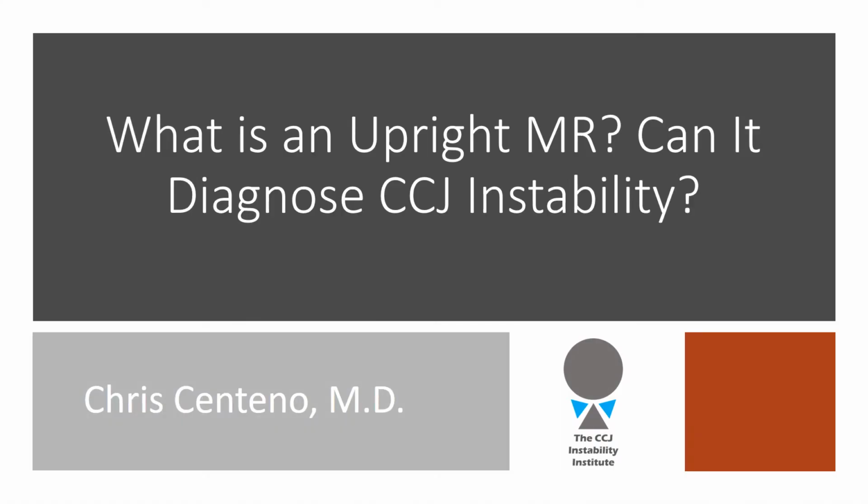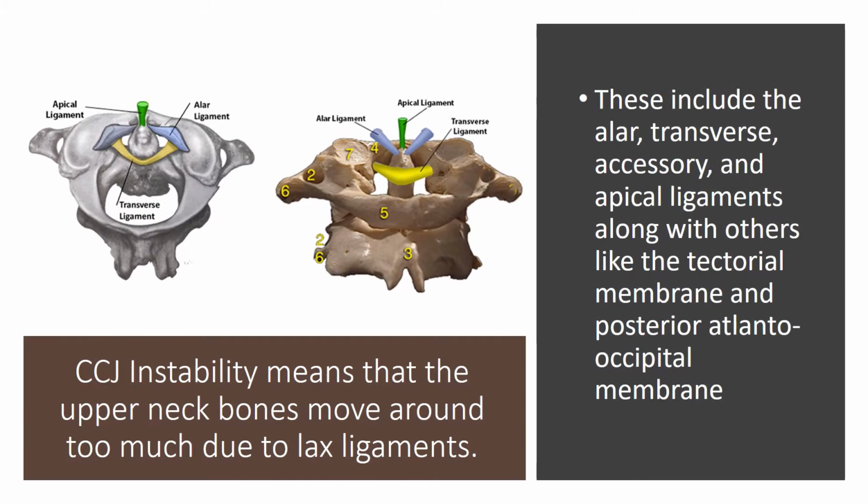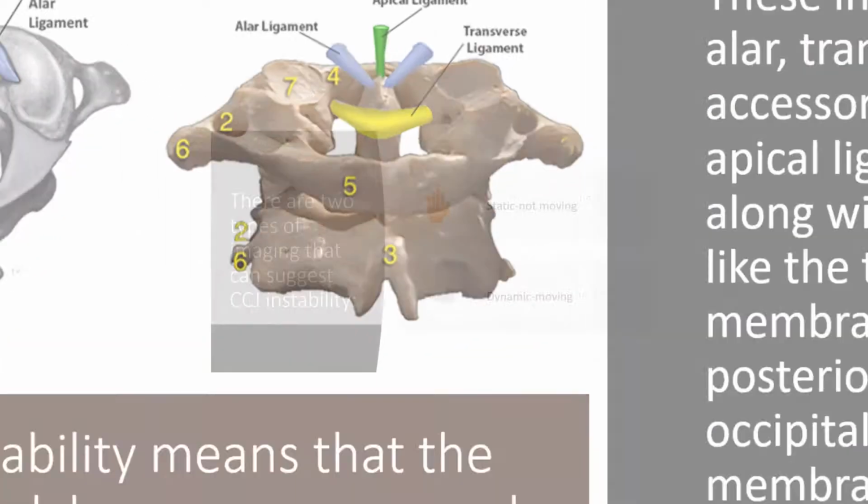Hey, it's Dr. Centeno. And what is an upright MRI, and can it diagnose CCJ instability? So CCJ instability means that the upper neck bones move around too much due to lax ligaments. Lots of different ligaments up there can be torn, partially torn, stretched, or just loose due to other problems.